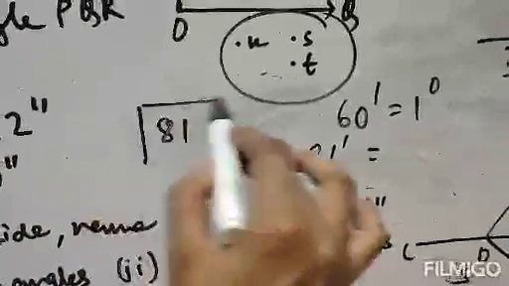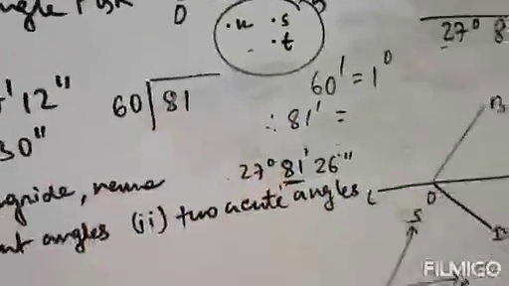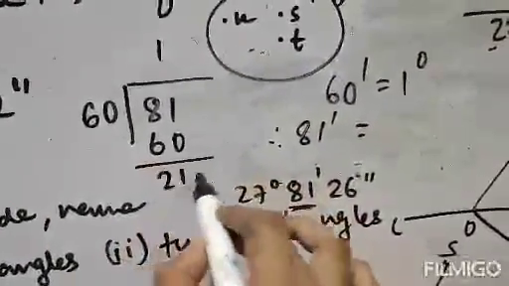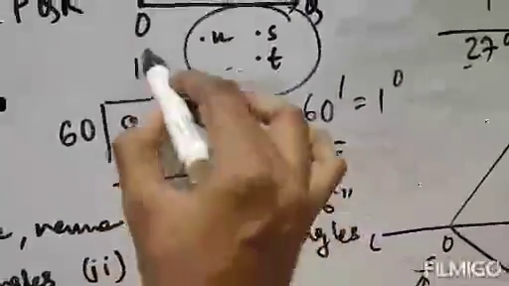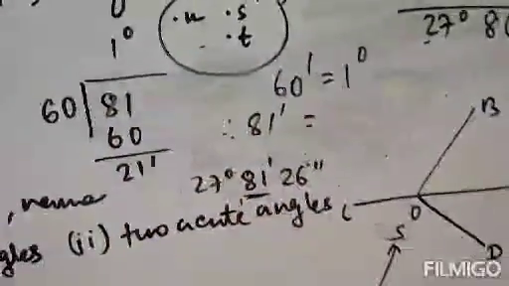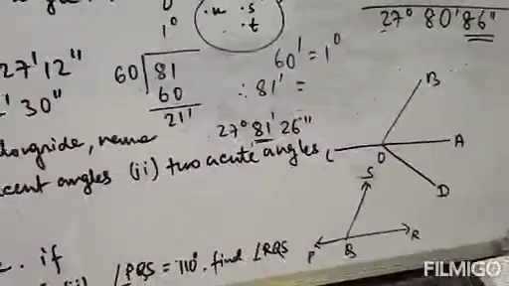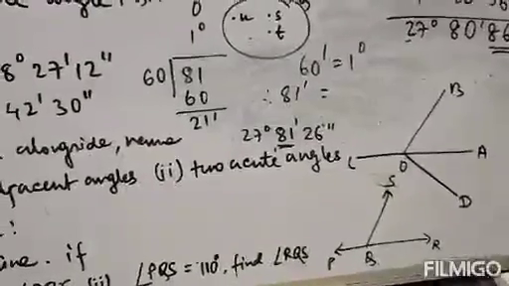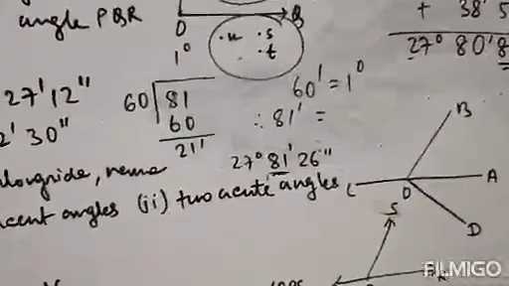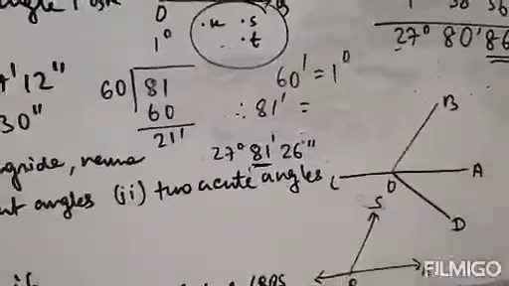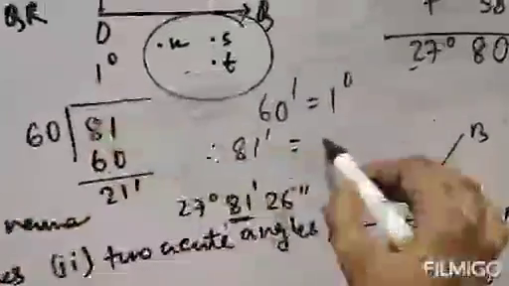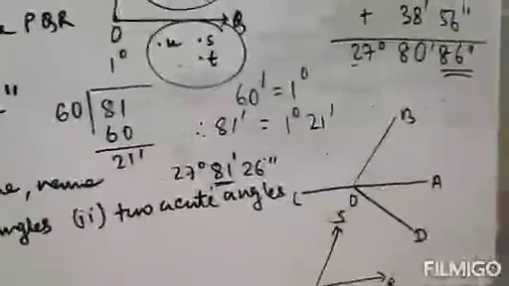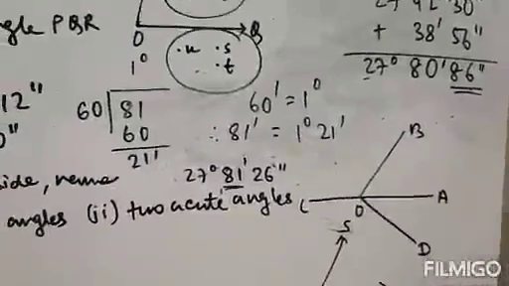So 81 divided by 60, 60 ones are 60, leaving 21, so it is 1 degree and 21 minutes. If you divide 81 minutes by 60, it will be 1 degree and 21 minutes, because 1 degree means 60 minutes. So 60 minutes and 21 minutes is 81 minutes, so 1 degree 21 minutes.